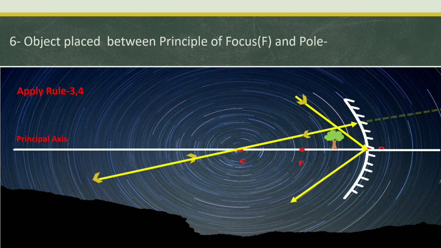But we cannot observe any intersection there. So, we will extend the reflected rays behind the mirror and their intersection will form the image. Such image is enlarged and erect. As there is no real intersection, the image formed will be virtual.